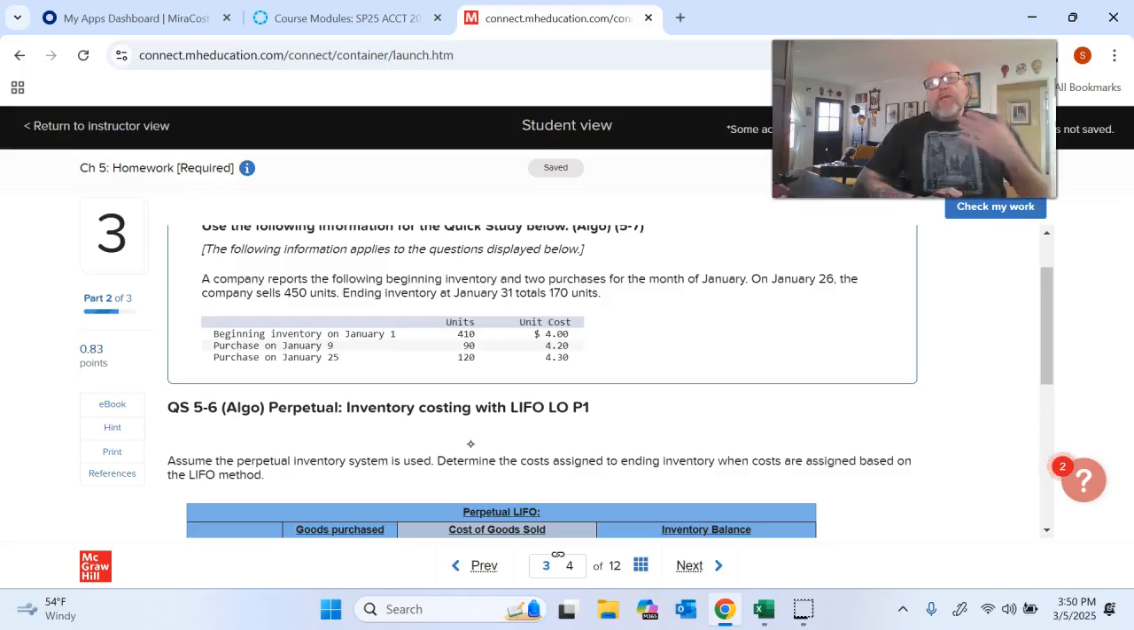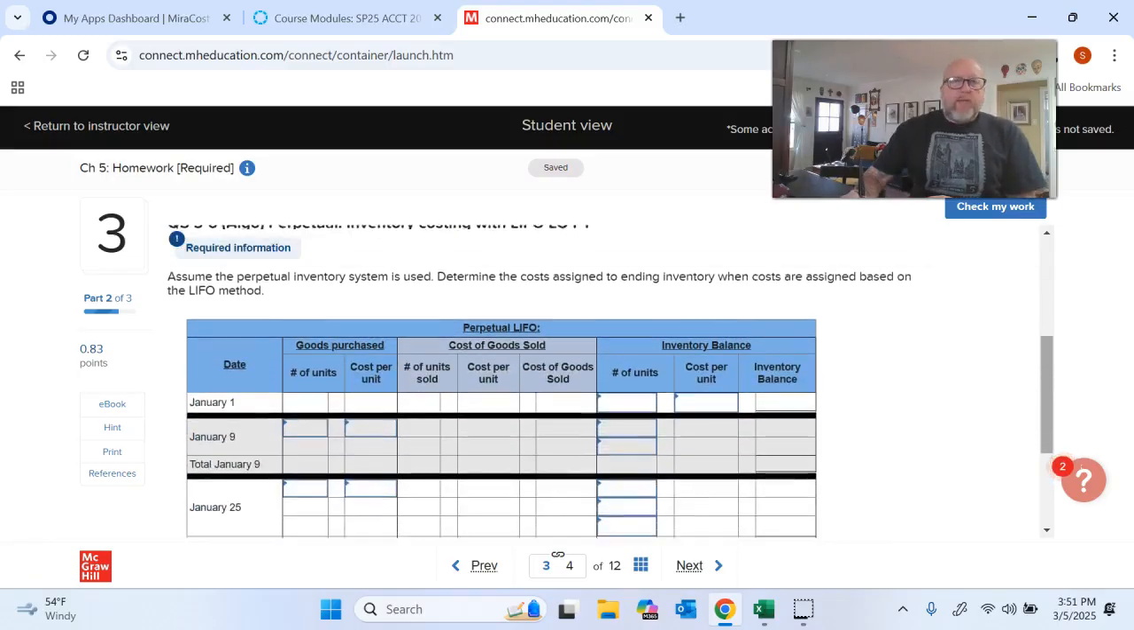So as we start selling these, we're going to sell the 120 units first that we purchased on January 25th for a cost of $4.30 a piece. And I'm not saying we're physically going to sell those specific units. I'm saying we're going to sell any particular group of units, but we're going to assign the $4.30 to any particular unit that we're selling. Okay, so the way that looks.